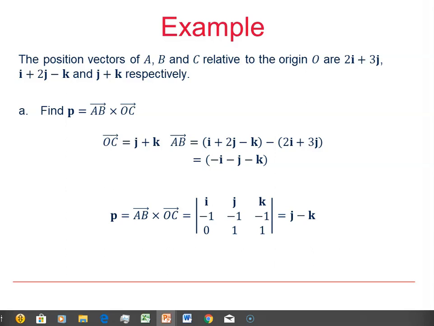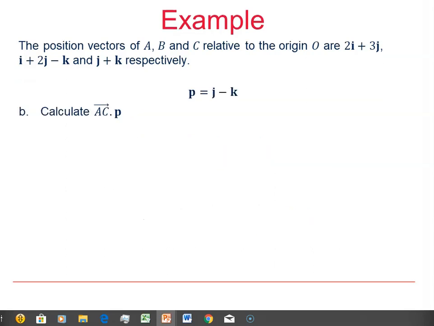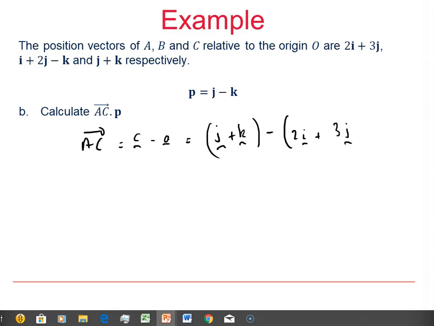The next part of the question asks for AC dot P. Well, P is equal to J minus K, as we just found. AC is going to be vector C minus A, and that is going to be equal to J plus K minus 2I plus 3J. So that is minus 2I minus 2J plus K.